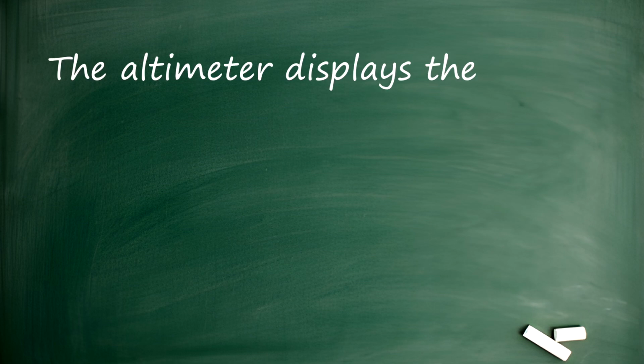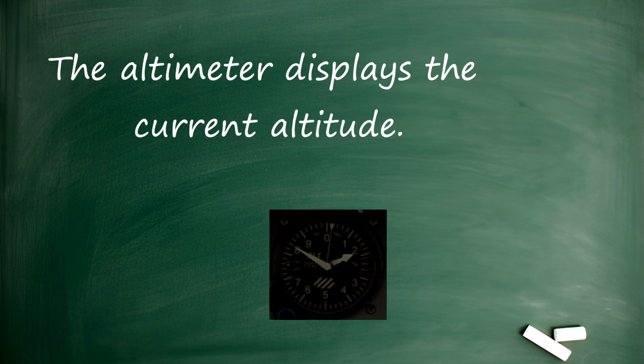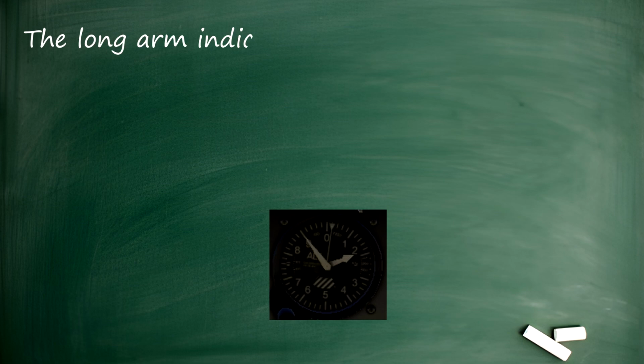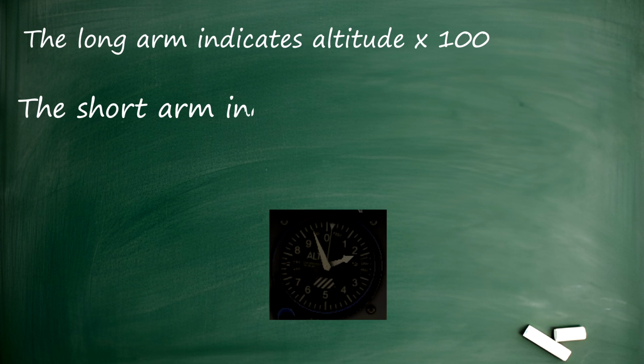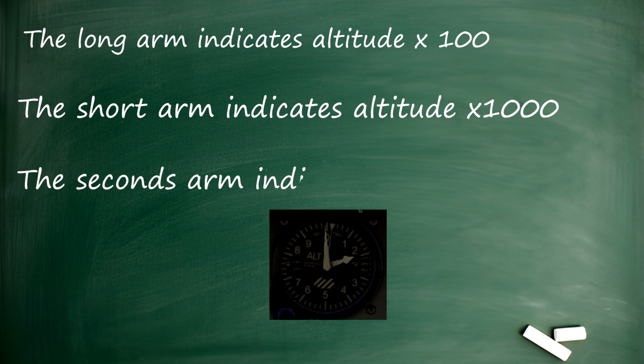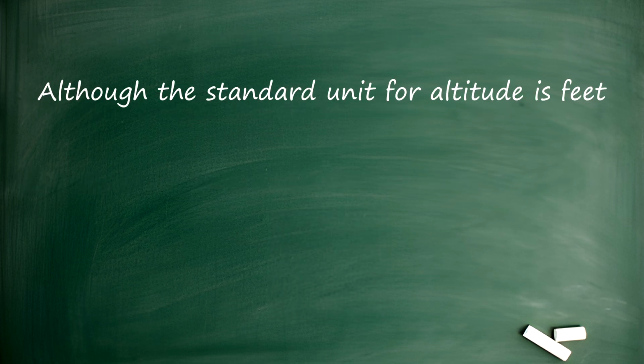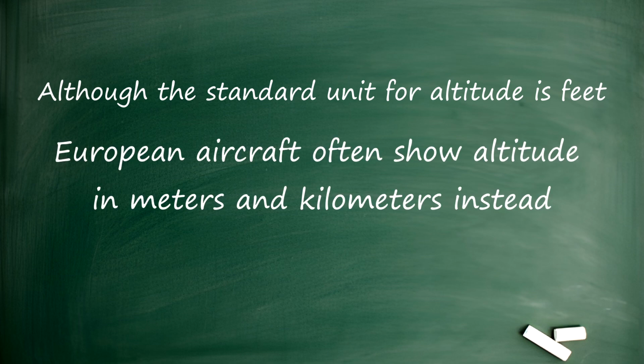The altimeter quite often resembles a clock, and it indicates the altitude you're currently at. The long arm, the minutes arm in clocks, shows altitude in the hundreds. The short one, resembling hours in clocks, shows altitude in the thousands. The seconds arm shows altitude in tens of thousands. Please do keep in mind that even though the standard unit for altitude is feet, certain aircraft, mostly of the European stock, measure altitude in meters and kilometers instead.